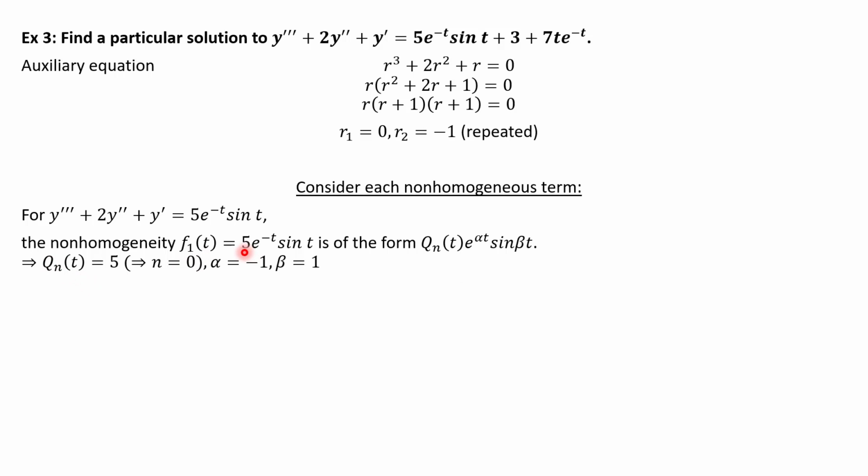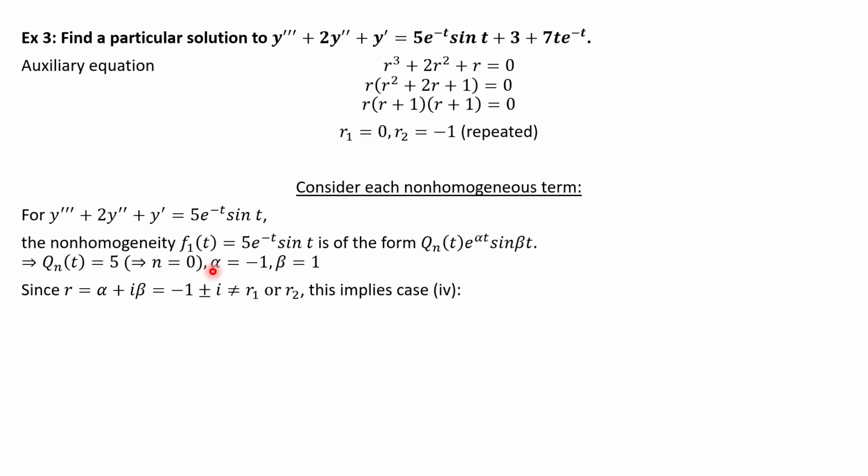What's in the front here, this 5, that's actually our polynomial of t. That's q sub n of t. It's just 5, and because we don't actually see any t's here, it's technically t to the 0. So n is 0, a polynomial of degree 0. Right here, alpha is -1, and right here, with an invisible 1, beta is 1. So our roots associated with this type of non-homogeneous term are complex, from our method of undetermined coefficients. That means we're working in cases 4 and 5, and the roots are of the form alpha plus i beta.